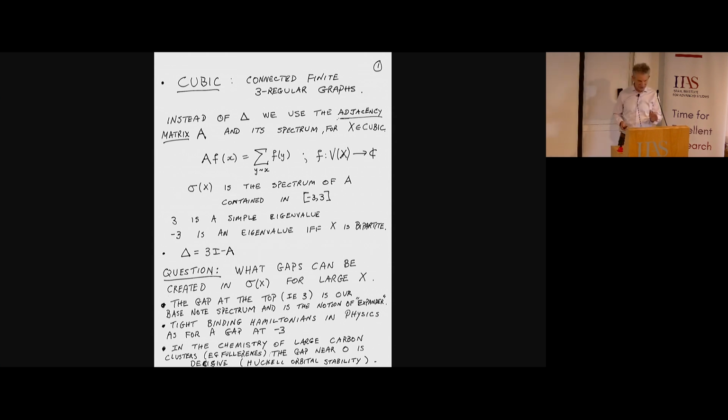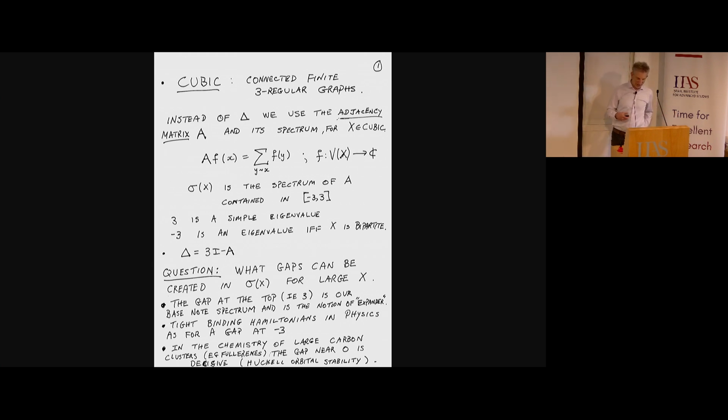Which is some simple function of the Laplacian, but for now let's just stick with the adjacency matrix. So A applied to F, F is a function on the vertices of the graph, and A applied to F is just the sum over all nearest neighbors Y of X of F of Y. I don't divide, so I don't average, so the spectrum will lie between -3 and 3 trivially. I'll assume the graph's connected, so 3 is a simple eigenvalue, and -3 is an eigenvalue if and only if the graph is bipartite. Both those are completely elementary. You just prove it with the maximum principle. The Laplacian is 3I minus A, and now we'll forget about the Laplacian because I'm going to describe the base node, which will now be at the top rather than at the bottom, so it's a bit confusing.